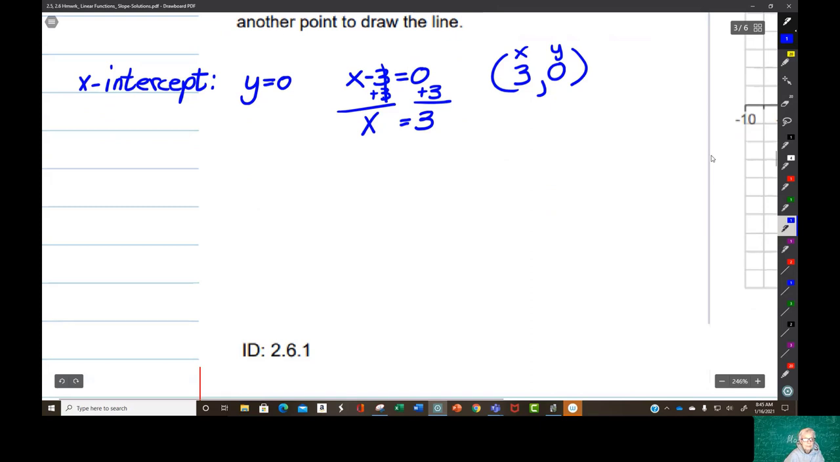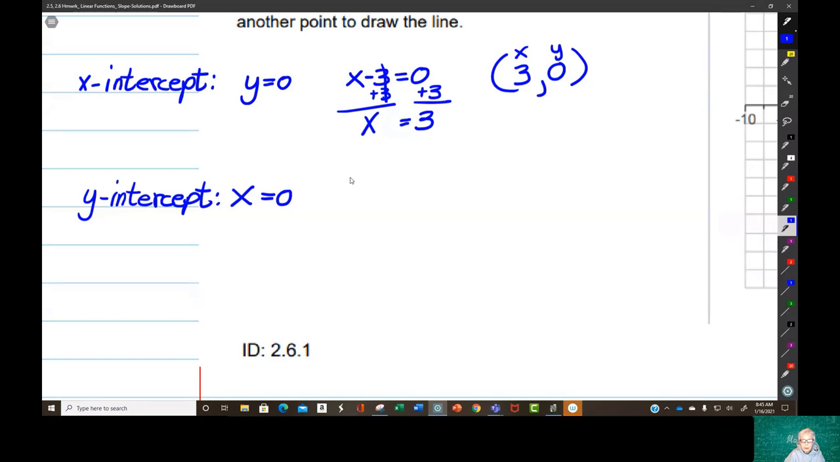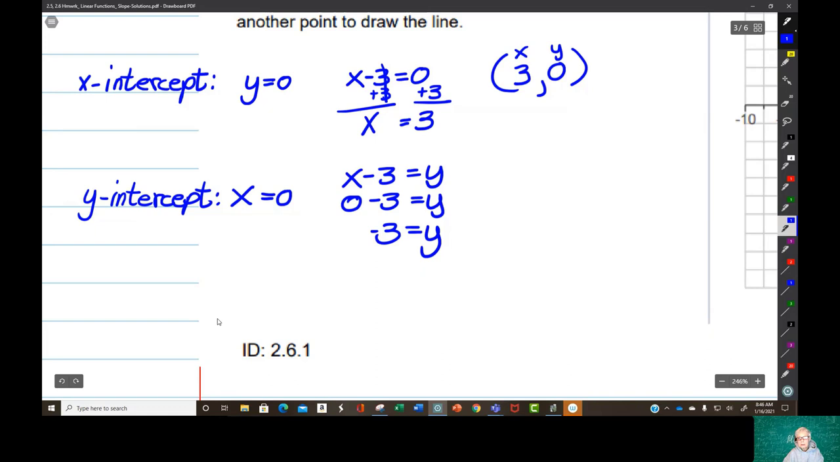Now, the y-intercept. You let x equal 0. So now you can't see the equation. Our equation is x minus 3 equals y. If x is 0, we'll have 0 minus 3 equals y. So negative 3 is what y equals. So the y-intercept, here's x, here's y. We're letting x equal 0. So when x equals 0, y equals negative 3.